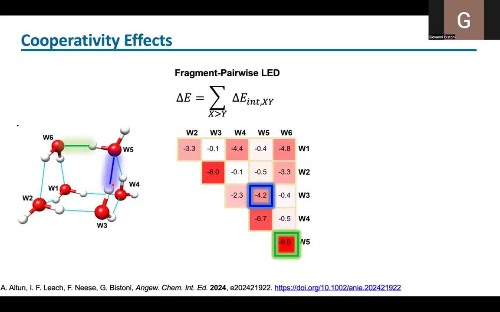In contrast, if you look at the interaction between water 5 and water 3, this is just 4.2 kilocal per mole, meaning that in this case, the interaction is weaker than that in the isolated water dimer. And this effect originates from geometric perturbation effects associated with the formation of the water hexamer. So overall, this approach provides results that can be directly compared with experimental data, offering quantitative insights into the relative strength of individual interactions and cooperativity effects.